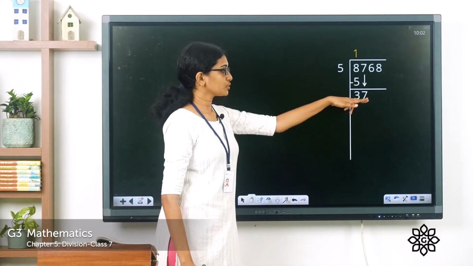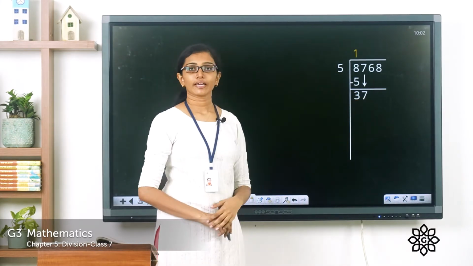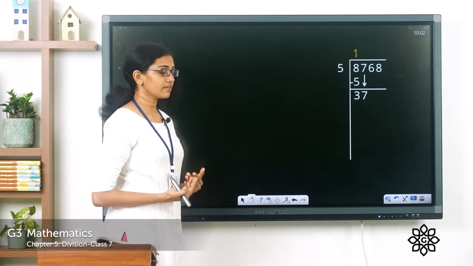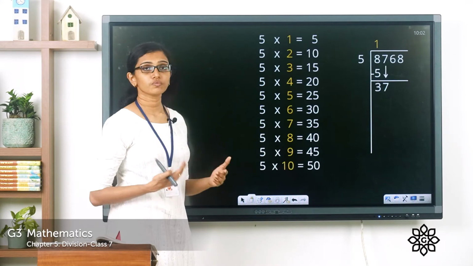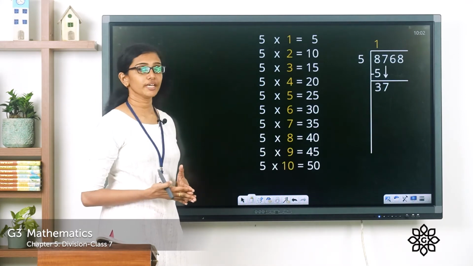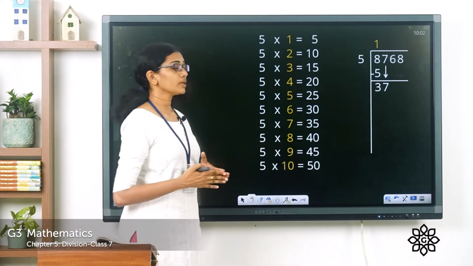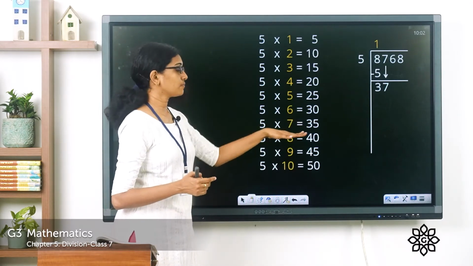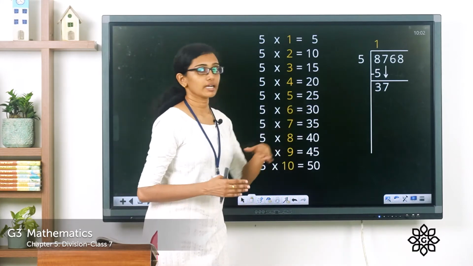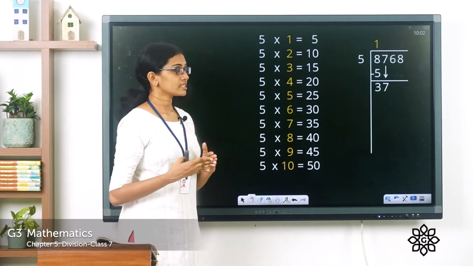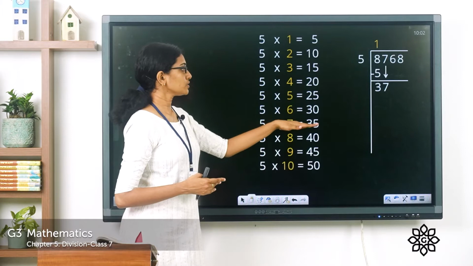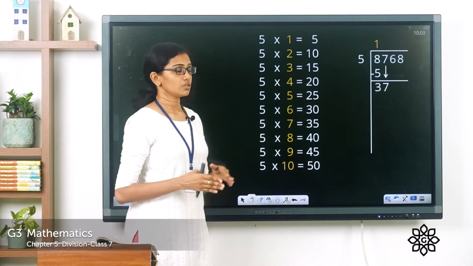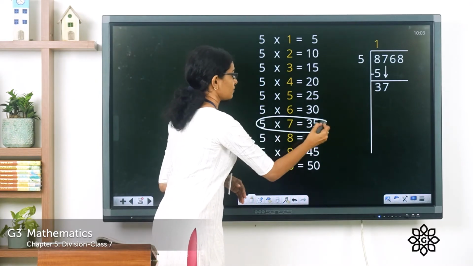Now we have to do 37 divided by 5. And we have to recite the table of 5 again. 5 ones are 5, 5 twos are 10, 5 threes are 15. So from the table we understand that 5 sevens are 35, but 5 eights will be 40, which is more than the number we are considering here. So now let's take the number which gives a product or multiple which is just less than 37. So that here is 5 sevens.